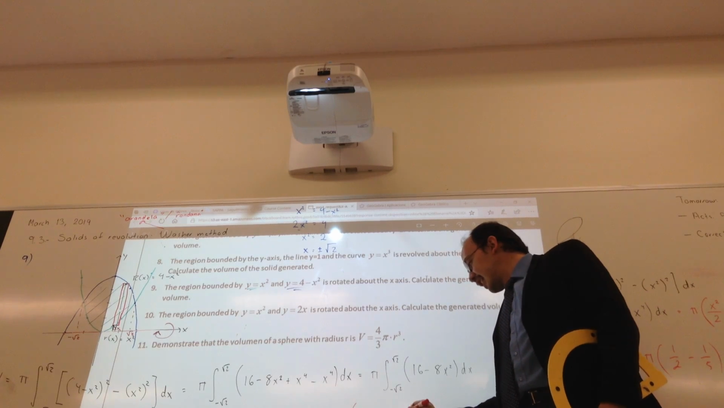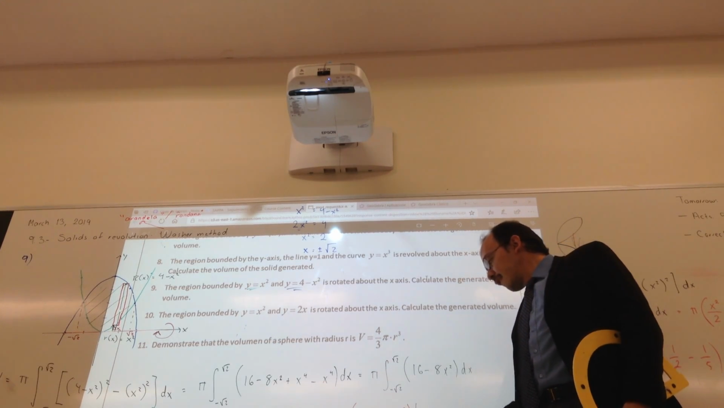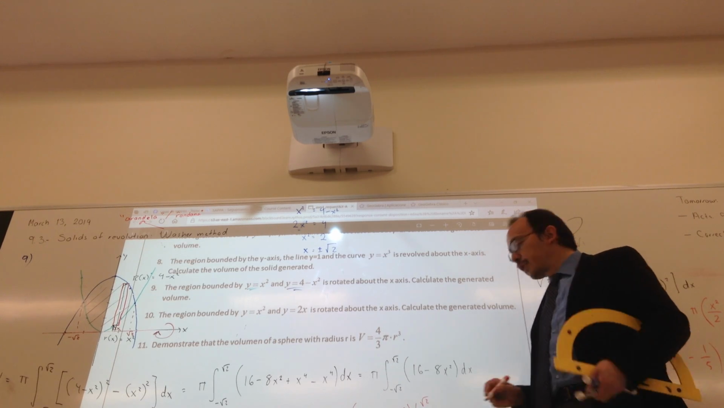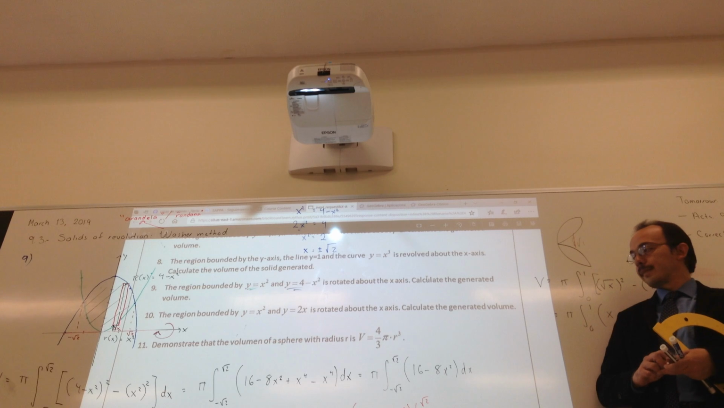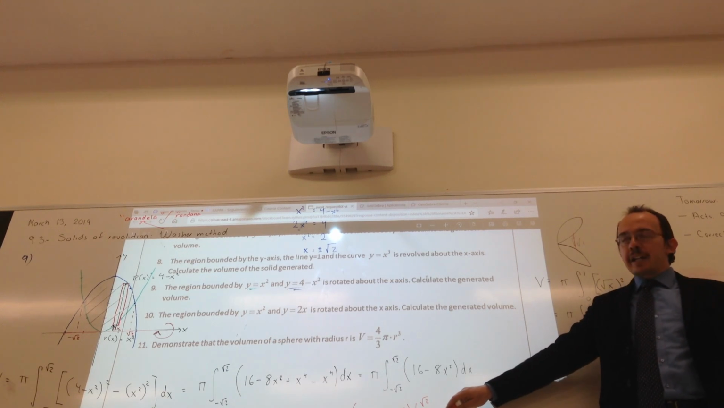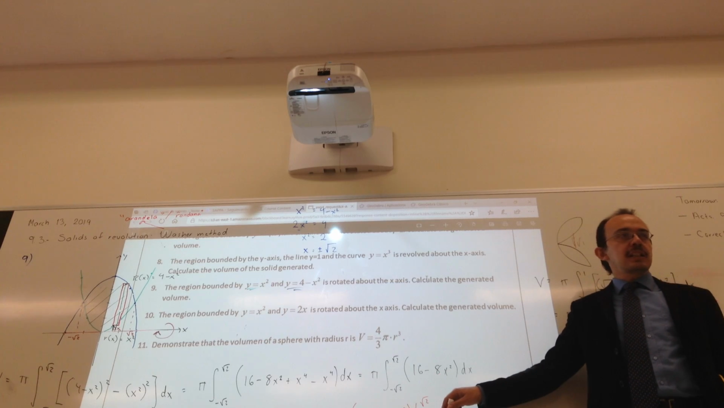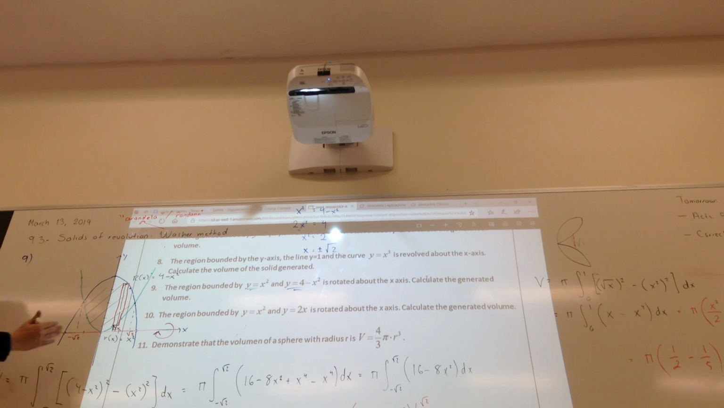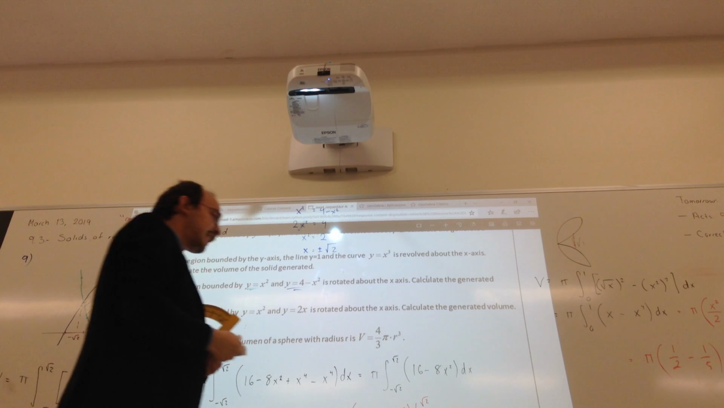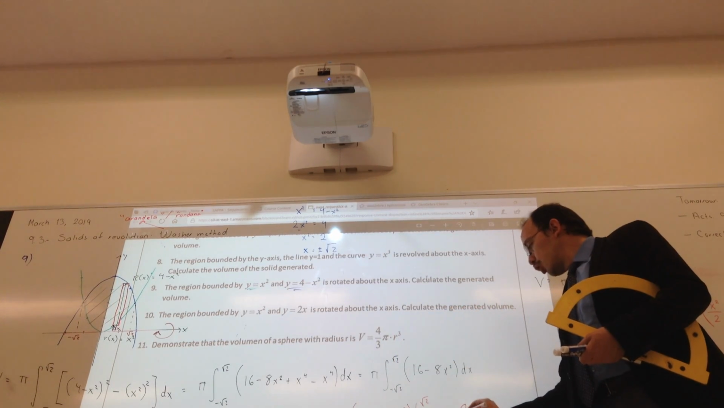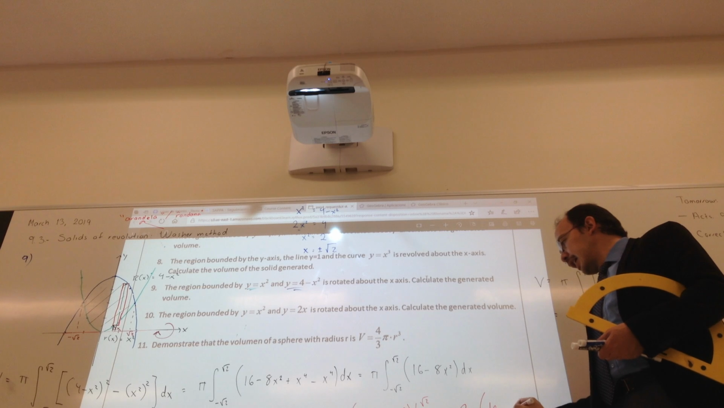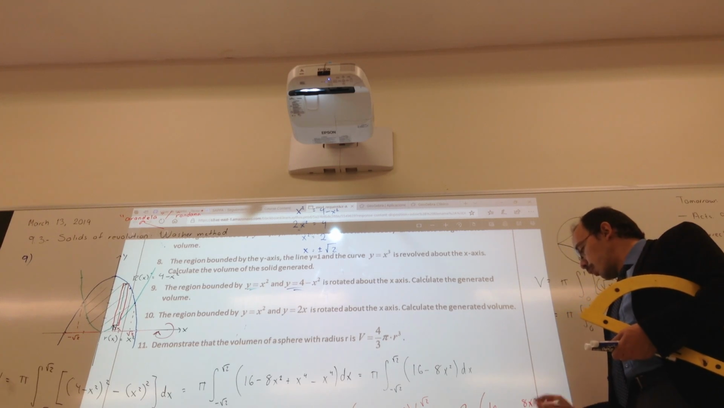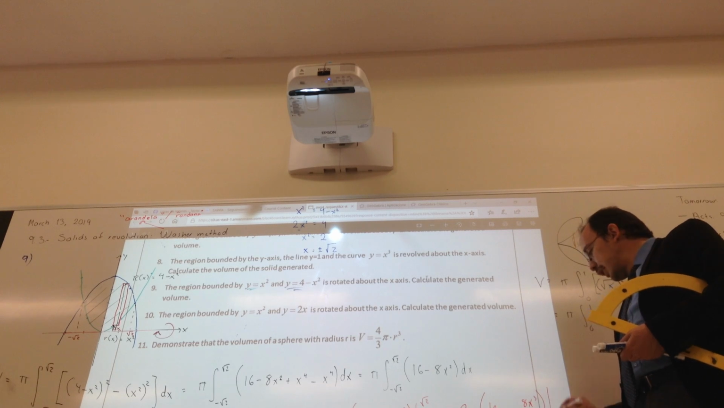16x minus 8x to the cube over 3, from minus square root of 2 to square root of 2. Even better, can I simplify the process? Yeah, because if you observe the function, this function is symmetrical. So I can find just from 0 to square root of 2 the volume and multiply times 2. So you can simplify the process if you can do it. So it will be 2 pi times 16x minus 8x to the cube over 3, but from 0 to square root of 2.